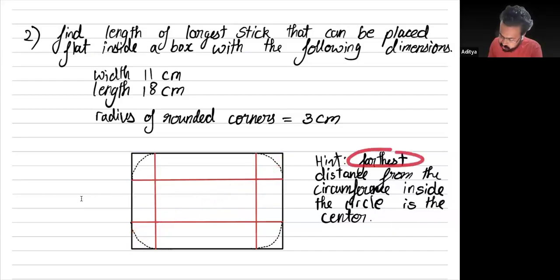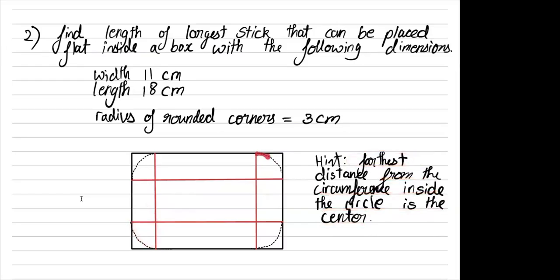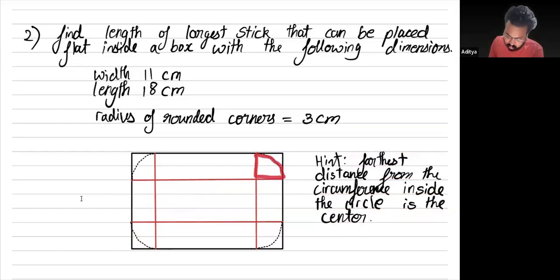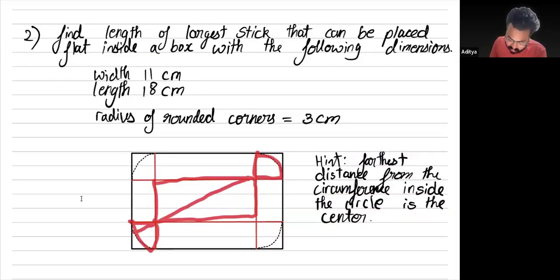Because the farthest distance from the circumference inside the circle is the center. So from this point, if you want to figure out the farthest distance inside this region, that is this exact point. And from this rounded region, the point inside this quarter circle region is this point. If you join these two, that is the largest distance on this rectangle. So if you add up the largest distances and establish that they can be on a straight line, then that is your final answer.